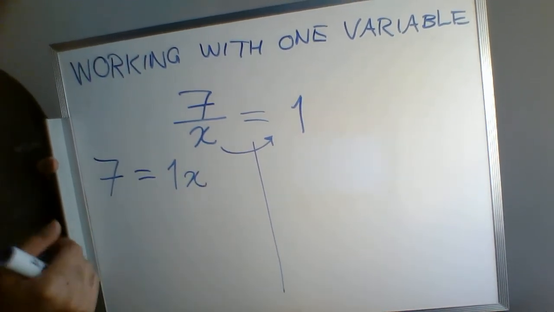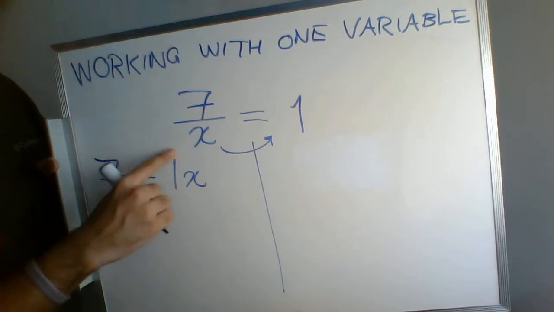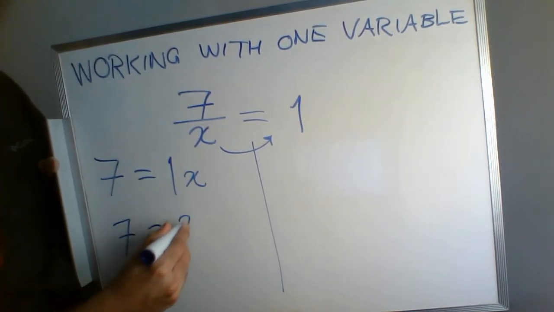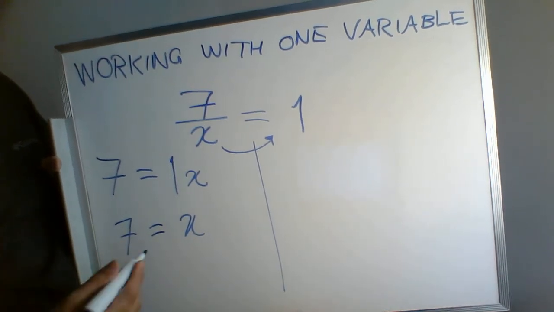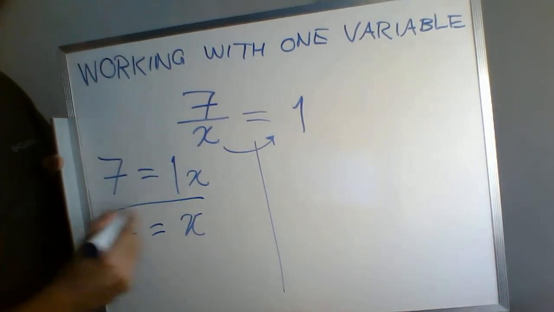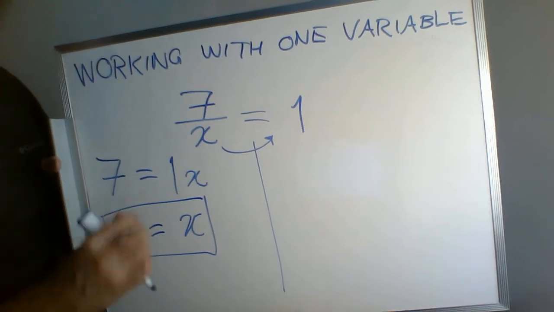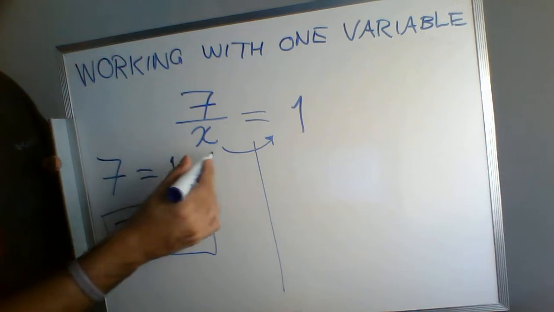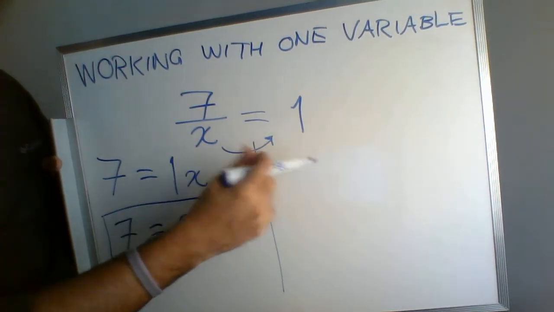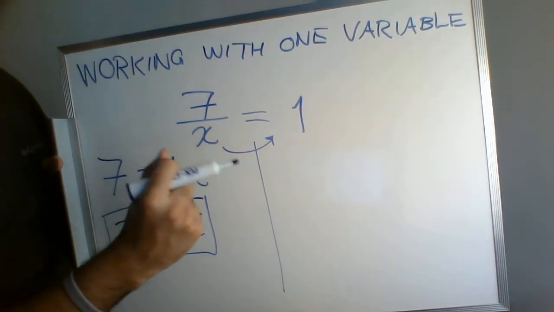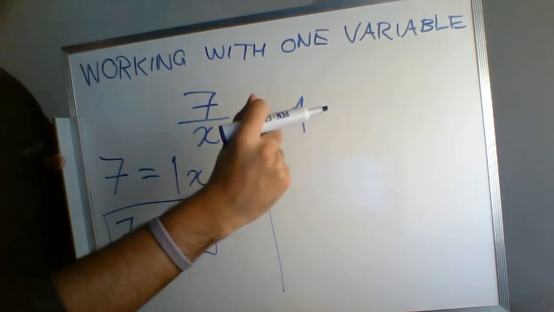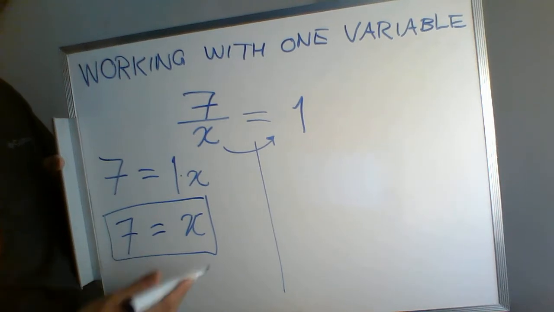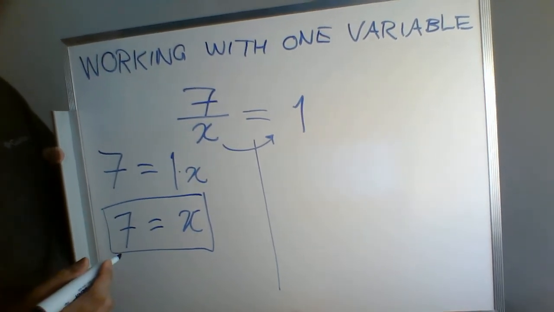Now 1 times x is just going to be x, so I don't even need to write in that 1. I'll write that in the second line. So that's the same as 7 is equal to x, and in this case, that is our answer. X is equal to 7. 7 is equal to x, same thing. And that's it. You just take this x, throw it over to that side, and flip the operation. So over here it was being divided, so when we throw it over there, it's being multiplied. This is 1 times x, which is equal to x, and we get x is equal to 7.